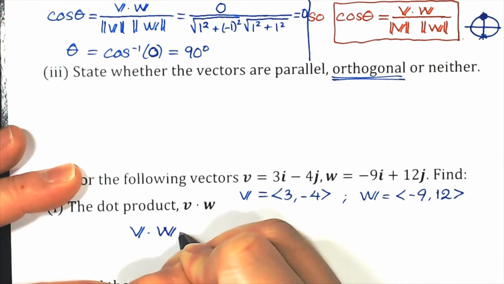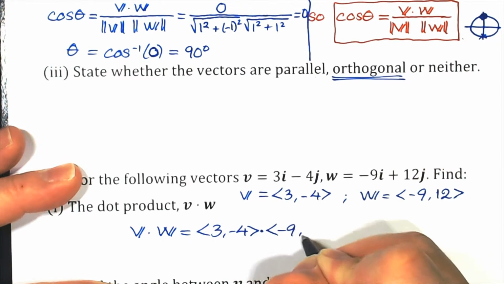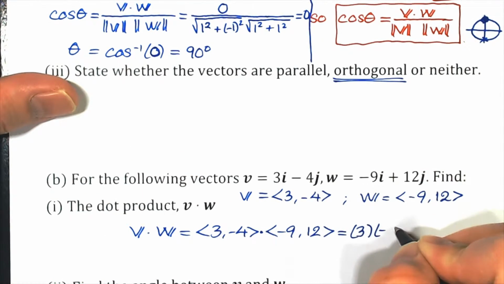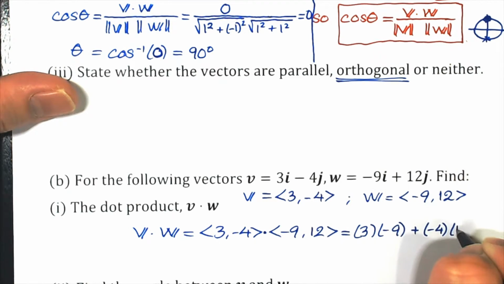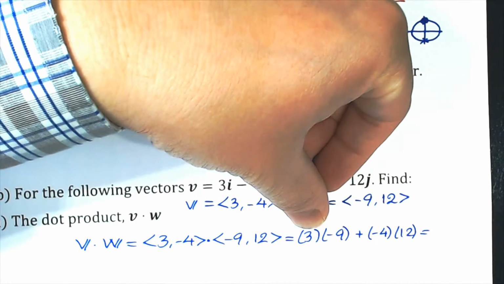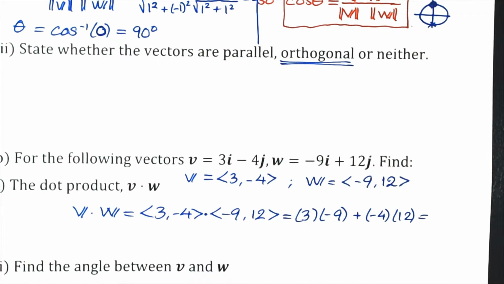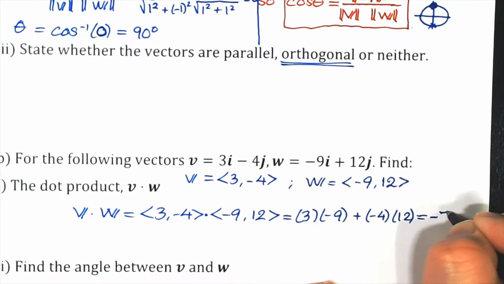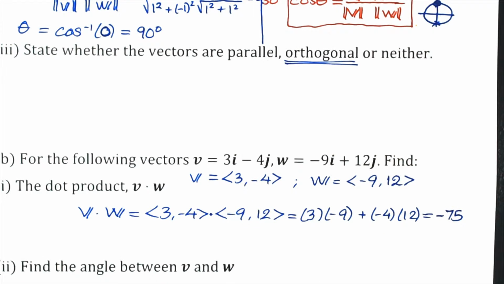So the dot product, the vector 3 and negative 4, dot with negative 9, 12. So we have 3 times negative 9 plus negative 4 times 12. So that gives us 3 times negative 9, that's negative 27, and negative 4 times 12 is negative 48. Negative 27 plus negative 48 gives us negative 75. Right, it's negative.